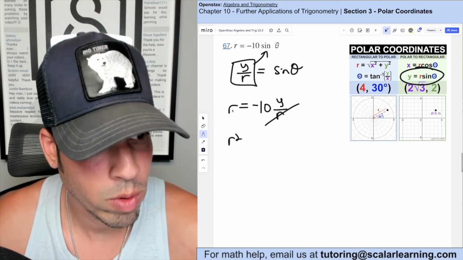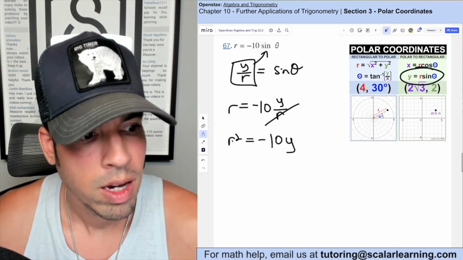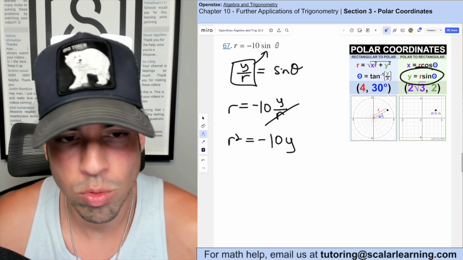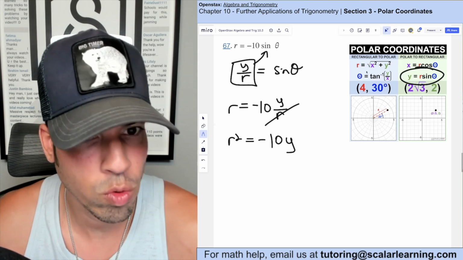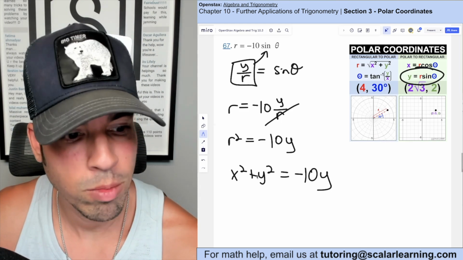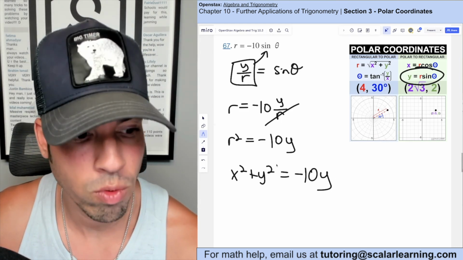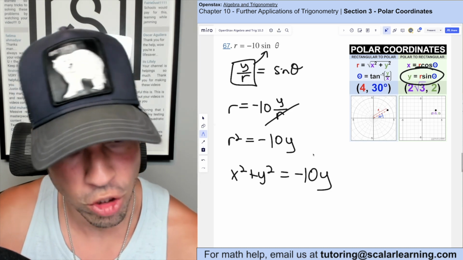Now I'm going to multiply both sides by r to get rid of this, and then I have r squared, right? R times r is r squared equal to negative 10y. And this is great because r is the square root of x squared plus y squared, so r squared is just x squared plus y squared with no radical. And this is pretty much good to go. But what they did in the answers is they put this in standard form for a circle, because this is a circle. So I'm going to show you how to do that.